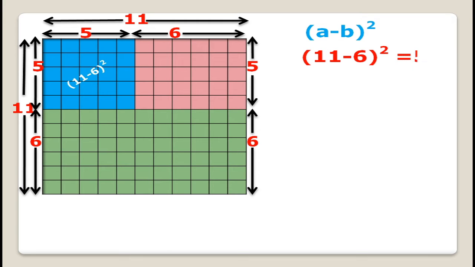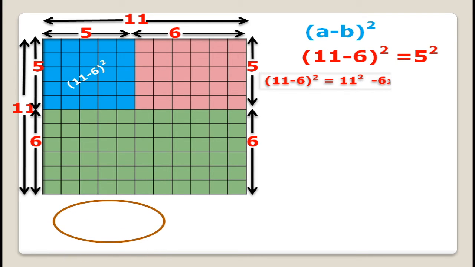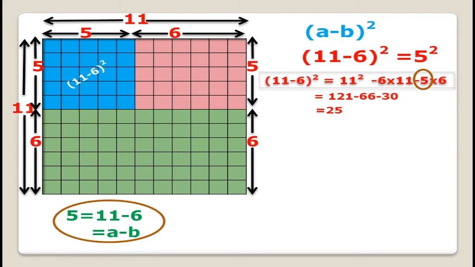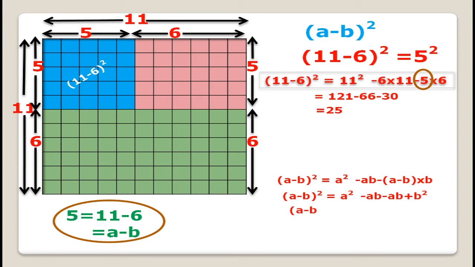Here we have the first configuration. First rectangle's area is 11 by 6, second rectangle's area is 6 by 5. And we subtract these two areas from 11 square, then shift these numerical values into an algebraic expression, that is our identity.